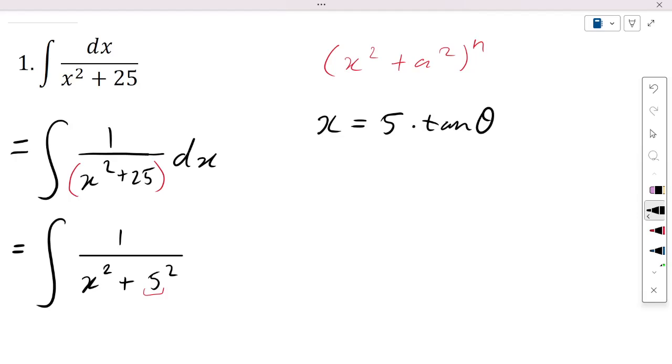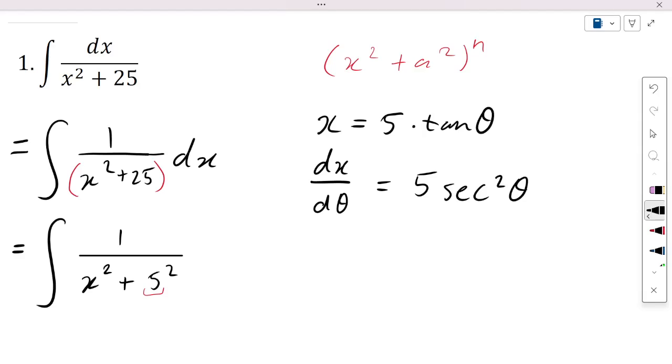Okay, now you got to this point and you're thinking, what do we do next? Well, what have we been doing with polynomial substitution? We were always taking the first derivative. So in this case, we're going to do implicit differentiation and have dx by d theta is equal to 5 times the derivative of tan theta. Remember this 5 is a constant, so we can keep it out of it. But what is the derivative of tan theta? It is just sec squared theta.